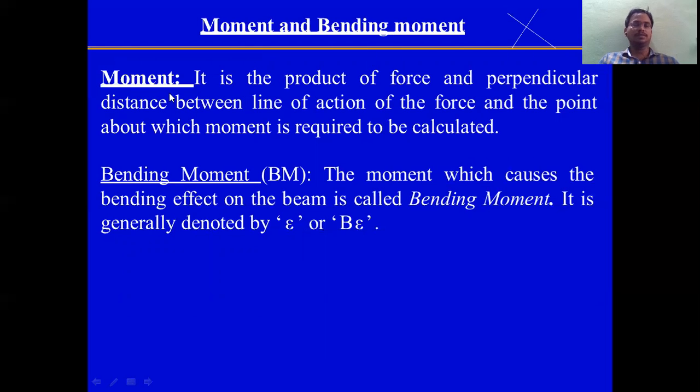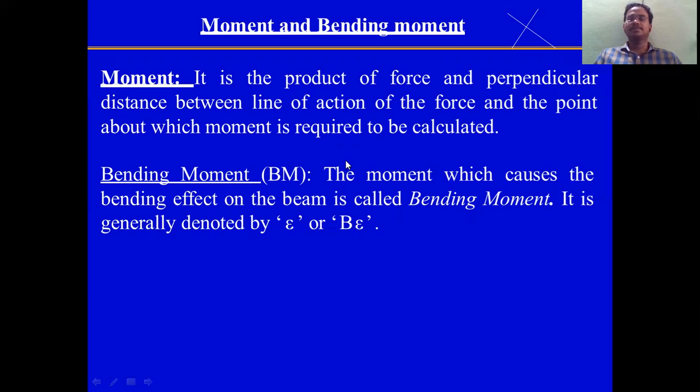Now, moment and bending moment. What is moment? Moment means a fan which is about to rotate is taking a moment. When the member is fixed, it is not moving, but due to the moments acting on the body it will create bending. Bending moment is the moment which causes the bending effect on the beam. It is generally denoted by BM or epsilon.